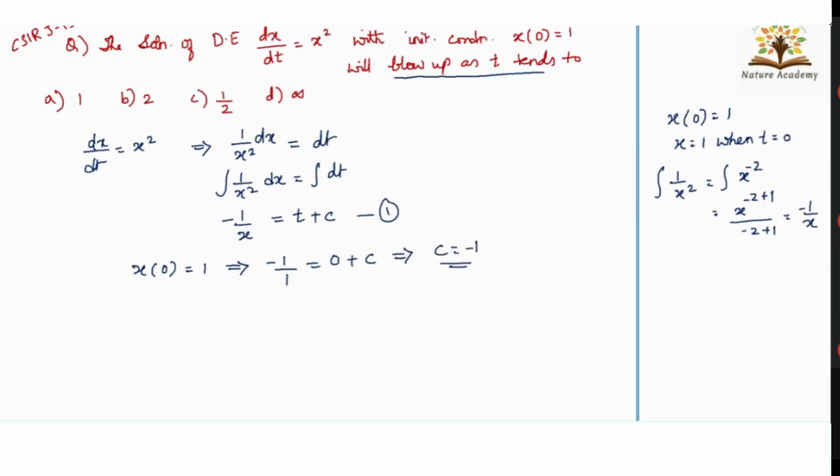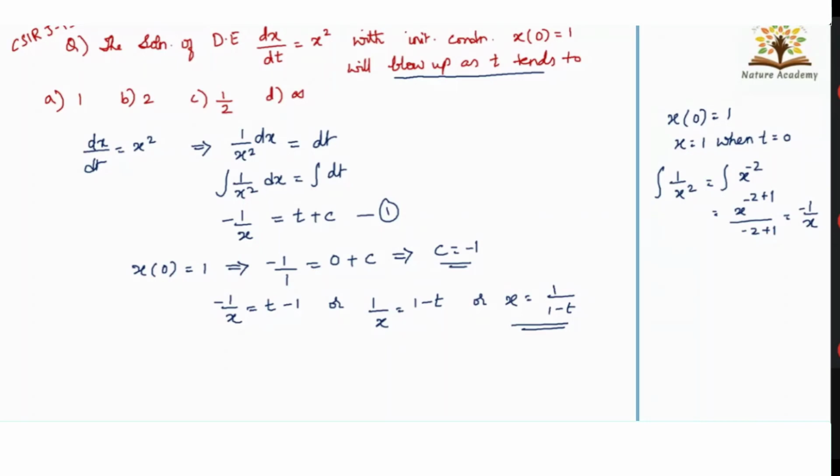It is minus 1. Though c is a constant, in our school days or intermediate times, we used to neglect c. We thought that it is just c, a constant. But c is a very, very useful part actually. That is only leading us to the answers every time. So put the value of c in equation 1. It will become minus 1 by x equal to t minus 1, or 1 by x is equal to 1 minus t. Or I can also write it as x is equal to 1 by 1 minus t. Now this is the solution for the differential equation.